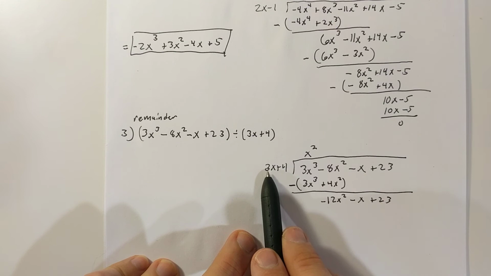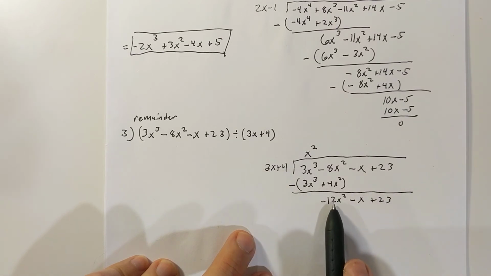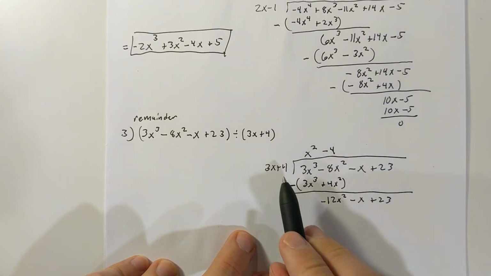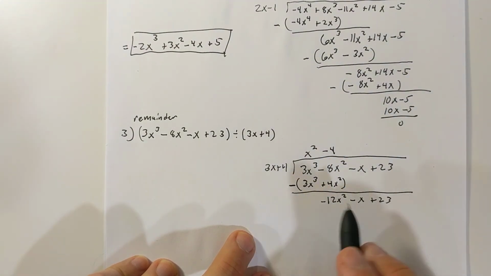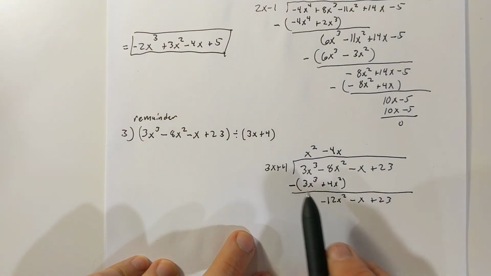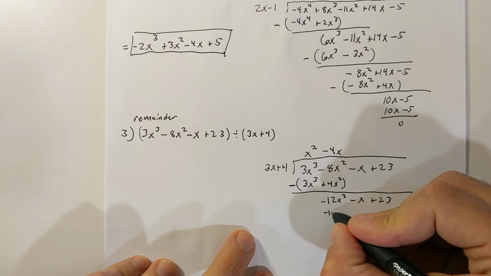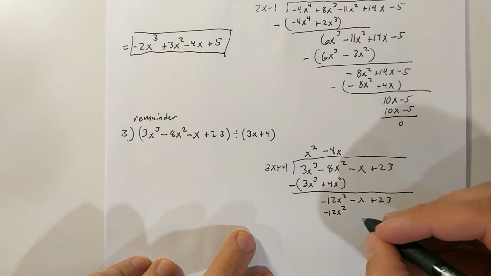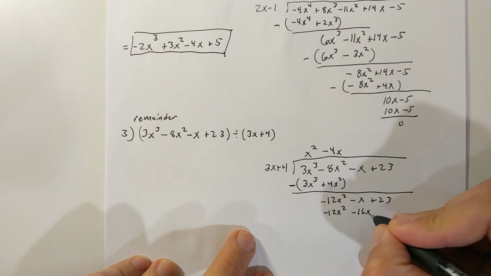All right, so what am I going to have to do to 3x to get it up to a negative 12? Well, that's going to need a negative 4. And this has 1x, this needs 2, so I need an extra 1, right? So negative 4x times 3x is negative 12x squared. Then I do negative 4x times 4, giving myself a negative 16x.